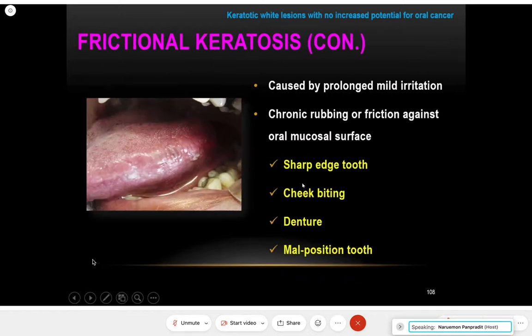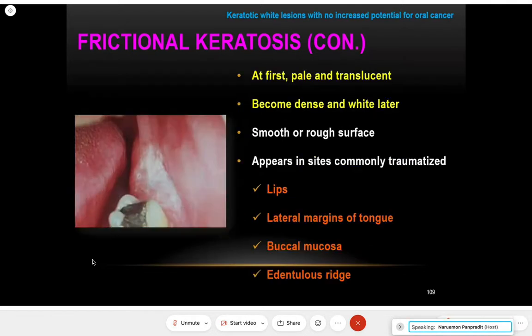The most common areas are those easy to irritate, like the lateral side of the tongue, labial mucosa, and buccal mucosa. For example, a sharp edge of a tooth, lingual tooth, sometimes cheek biting, not so strong, but a little bite again and again. Dentures, like the denture flange or the corner of the denture clasp, may irritate that area. You have to identify these to diagnose frictional keratosis.